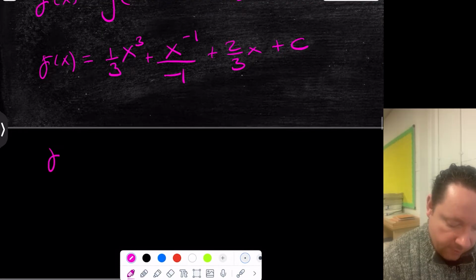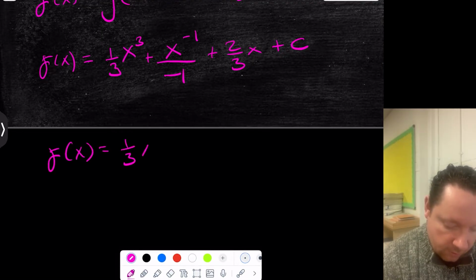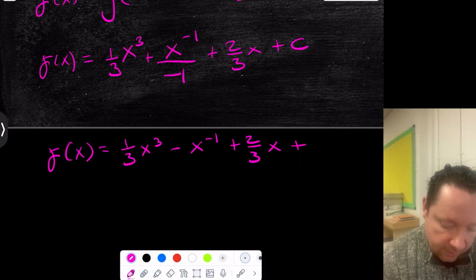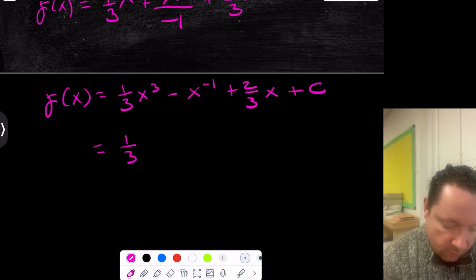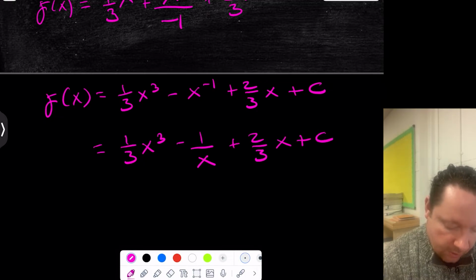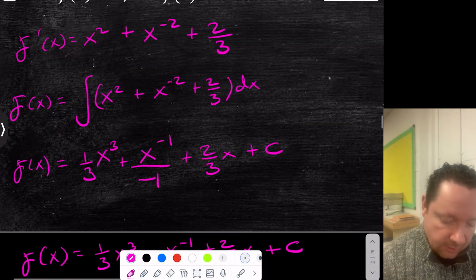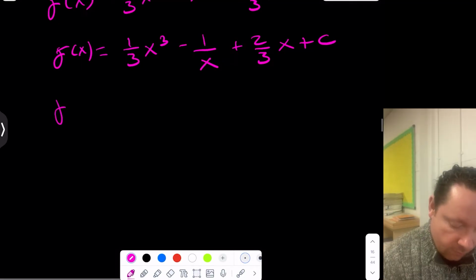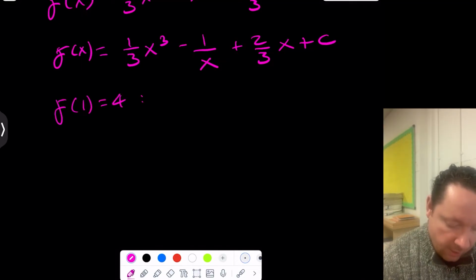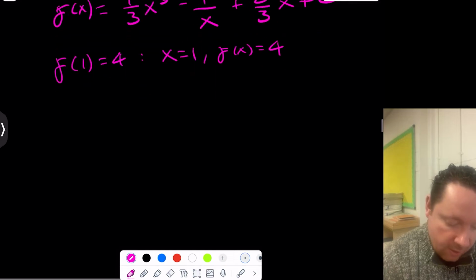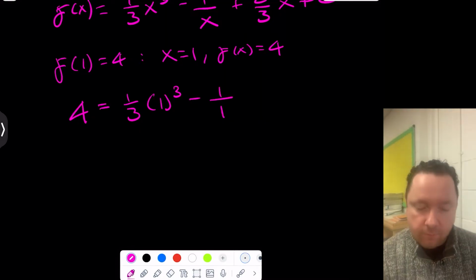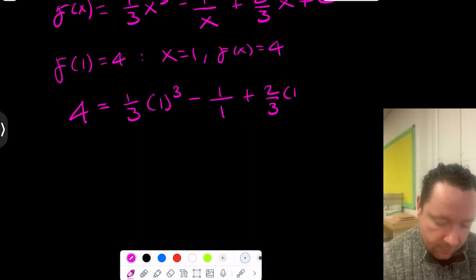Let's tidy that up then. f of x is 1/3 x cubed minus x to the minus 1 plus 2/3 of x plus c. So that is 1/3 x cubed minus 1 over x plus 2/3 of x plus c. And now let's see what our initial conditions are. It says f of 1 equals 4. So that means 1 is x. When x equals 1, y, or f of x, equals 4. So just subbing that in: 4 on the left equals 1/3, 1 cubed, minus 1 over 1, plus 2/3 of 1, plus c.